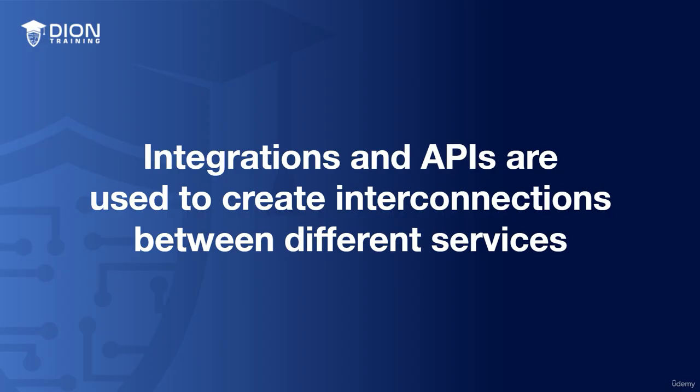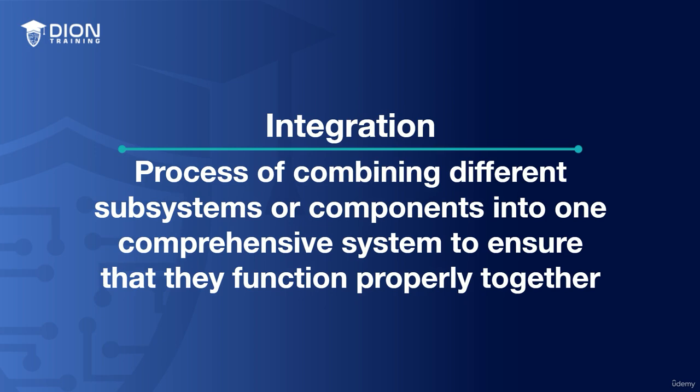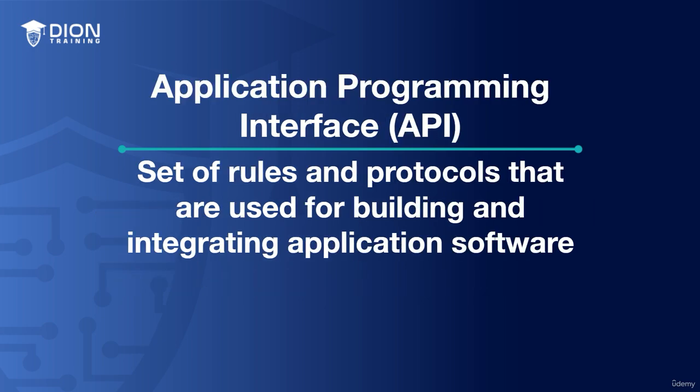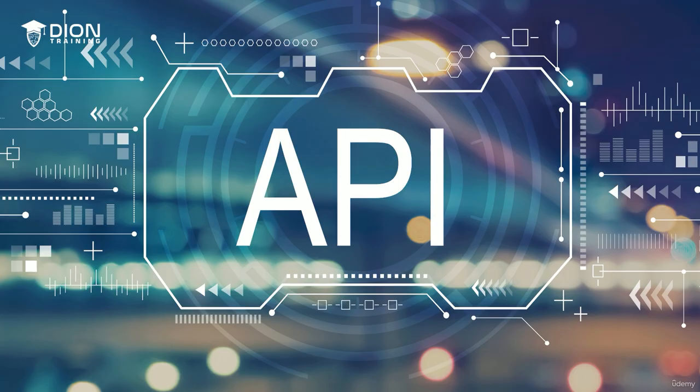So remember, integrations and APIs are used to seamlessly create interconnections between different services to enhance their default capabilities. Integration refers to the process of combining different subsystems or components into one comprehensive system to ensure that they function properly together. An API, or application programming interface, is a set of rules and protocols that are used for building and integrating application software. An API will allow your product or service to talk to another product or service in a controlled environment and using a specific data exchange format.